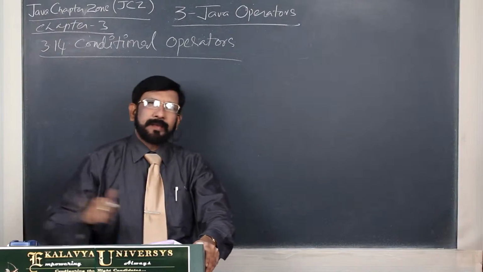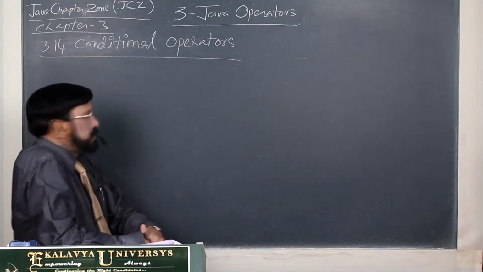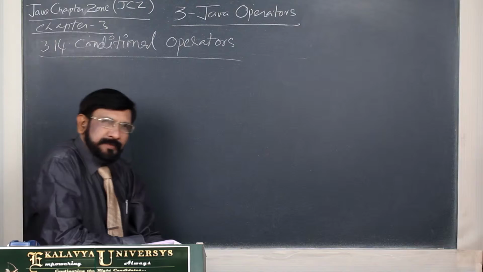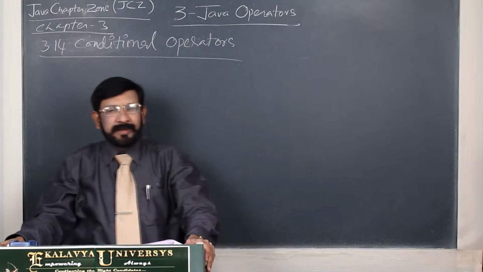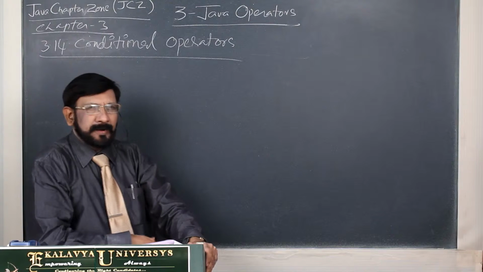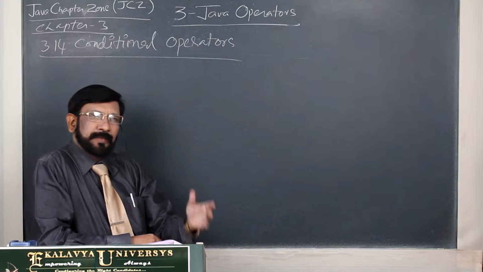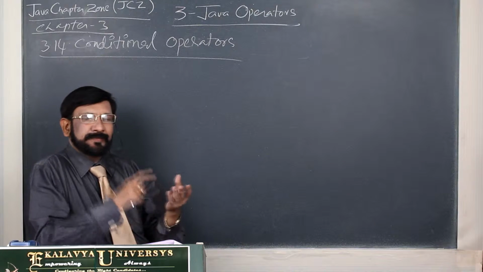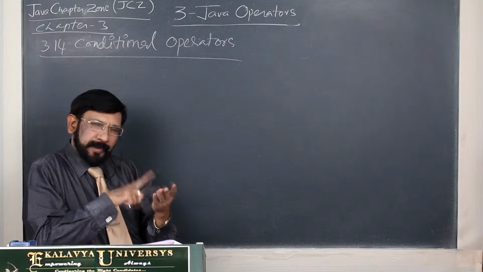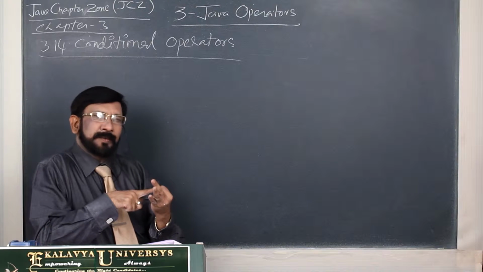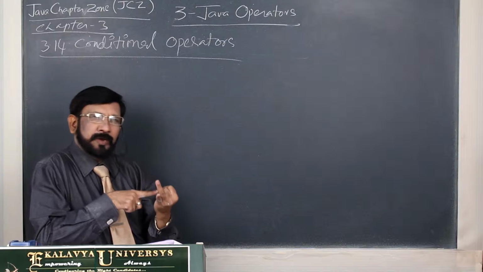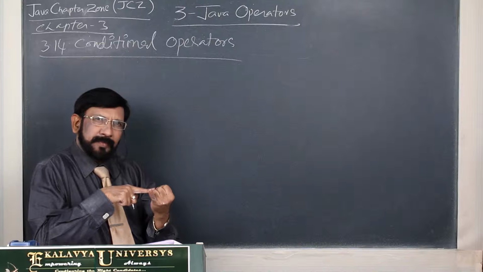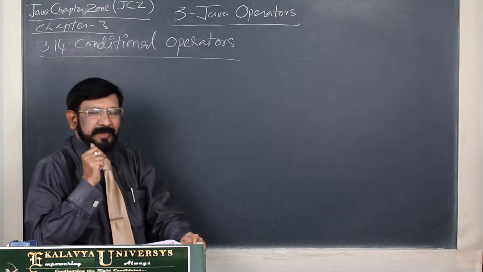Hello friends. Now let us take up concept number 3.14, conditional operators. These are the sixth category of operators in our operator classification. Already I explained the features and functionalities of five categories. They are arithmetic operators, relational operators, logical operators, unary increment and decrement operators, and assignment operators. This is the sixth category.